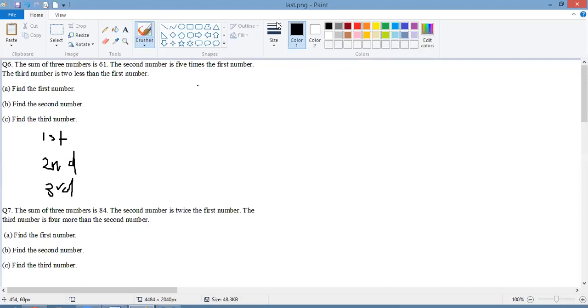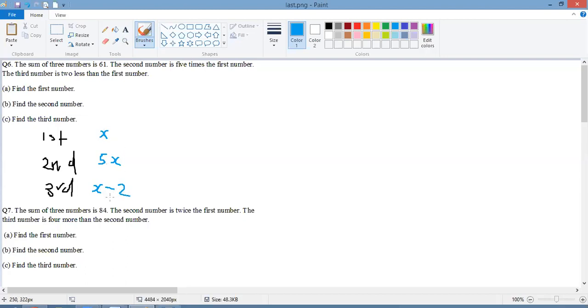Okay. So the first number, you don't know what it is, so you leave it as an unknown x. Then the second number is 5 times the first number. So it's 5 times x, you get 5x. Then the third number is 2 less than the first number, which is your x. So less than 2 means x minus 2.